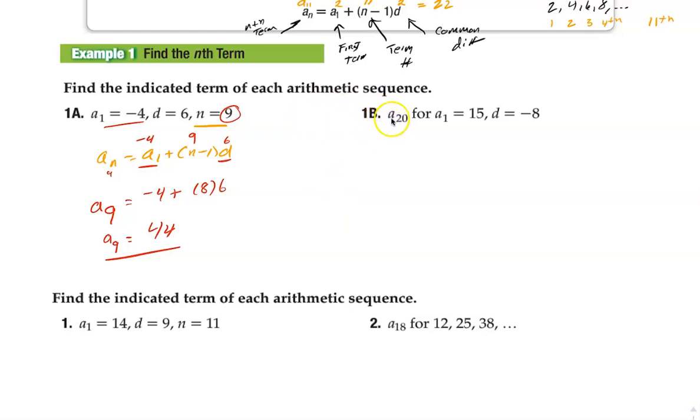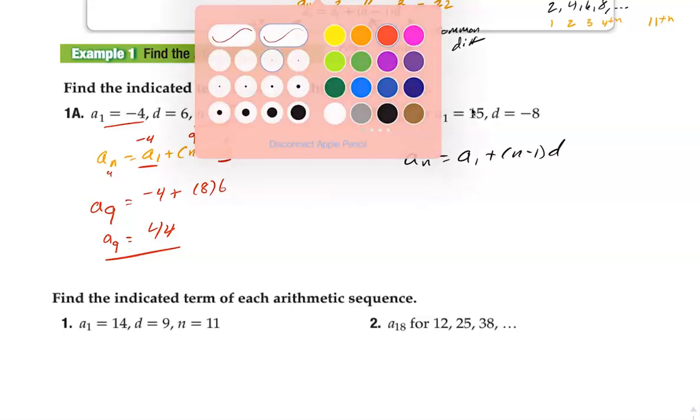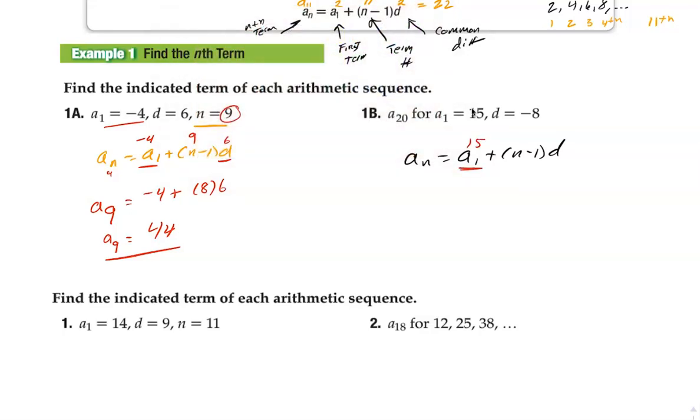1b. So find A20 given this information. So kind of the same idea. Write down the formula. An equals a1 plus n minus 1 times d. And sub everything that's proper in. So my first term is 15. My common difference is -8.